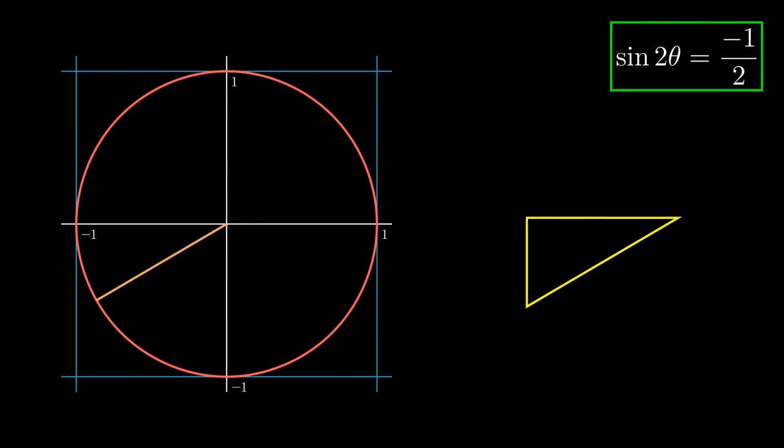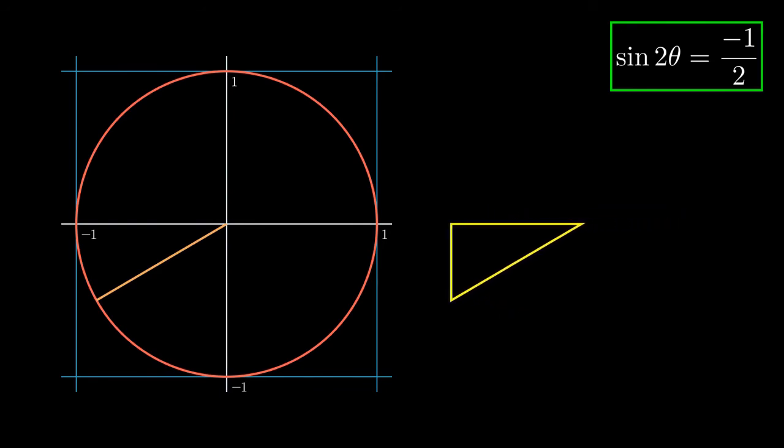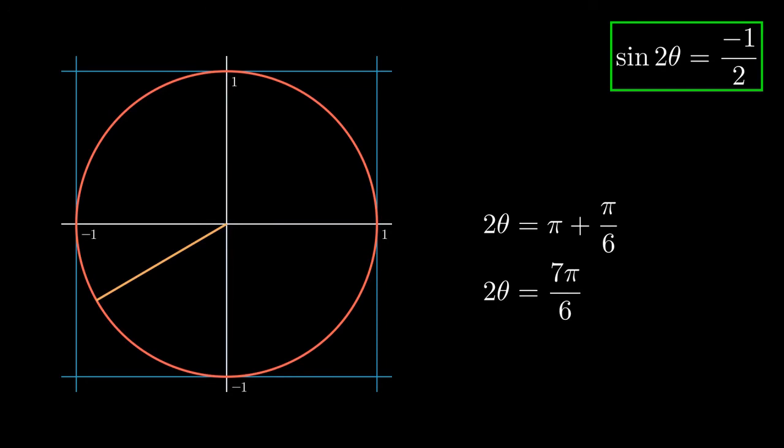We need to look at the fourth quadrant. First let's solve this one. How do we get there? We go pi, and then we go that much more, so pi over 6. Starting at 0, we go all the way to pi, and then we add pi over 6. That gives us 7 pi over 6, and then to get theta, we divide by 2.